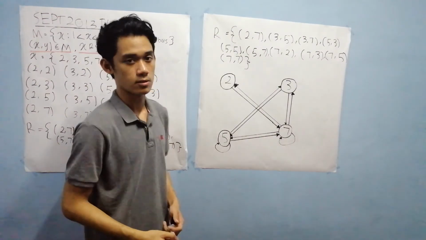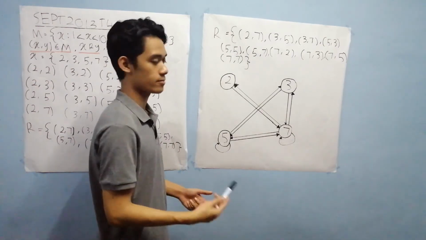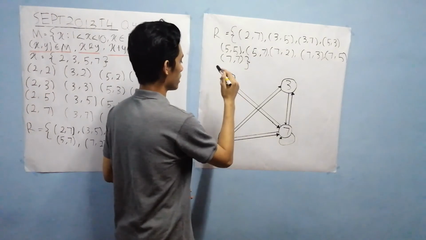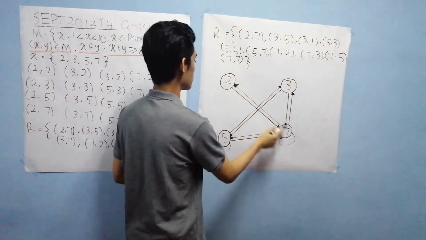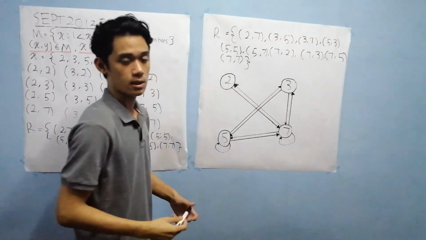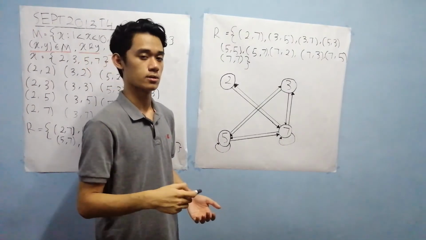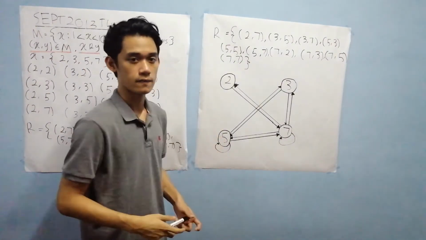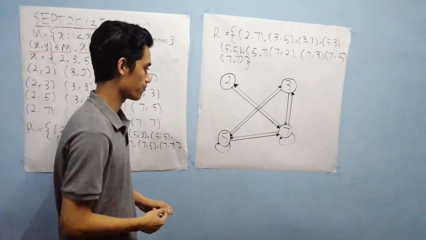For antisymmetric, we can say that this graph is not antisymmetric. This is because there are edges between 2 and 7 and 7 to 2, but 7 is not equal to 2. By that, we cannot take this graph as antisymmetric.